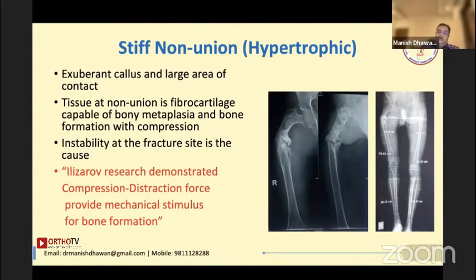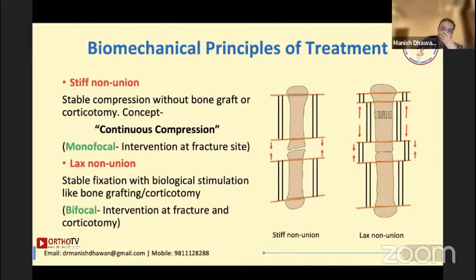If you go to treatment and the area is unstable, it can go into hypertrophic. And Ilizarov research demonstrated that compression-distraction force provides a mechanical stimulus for bone formation. Now, biomechanical principles of treatment.